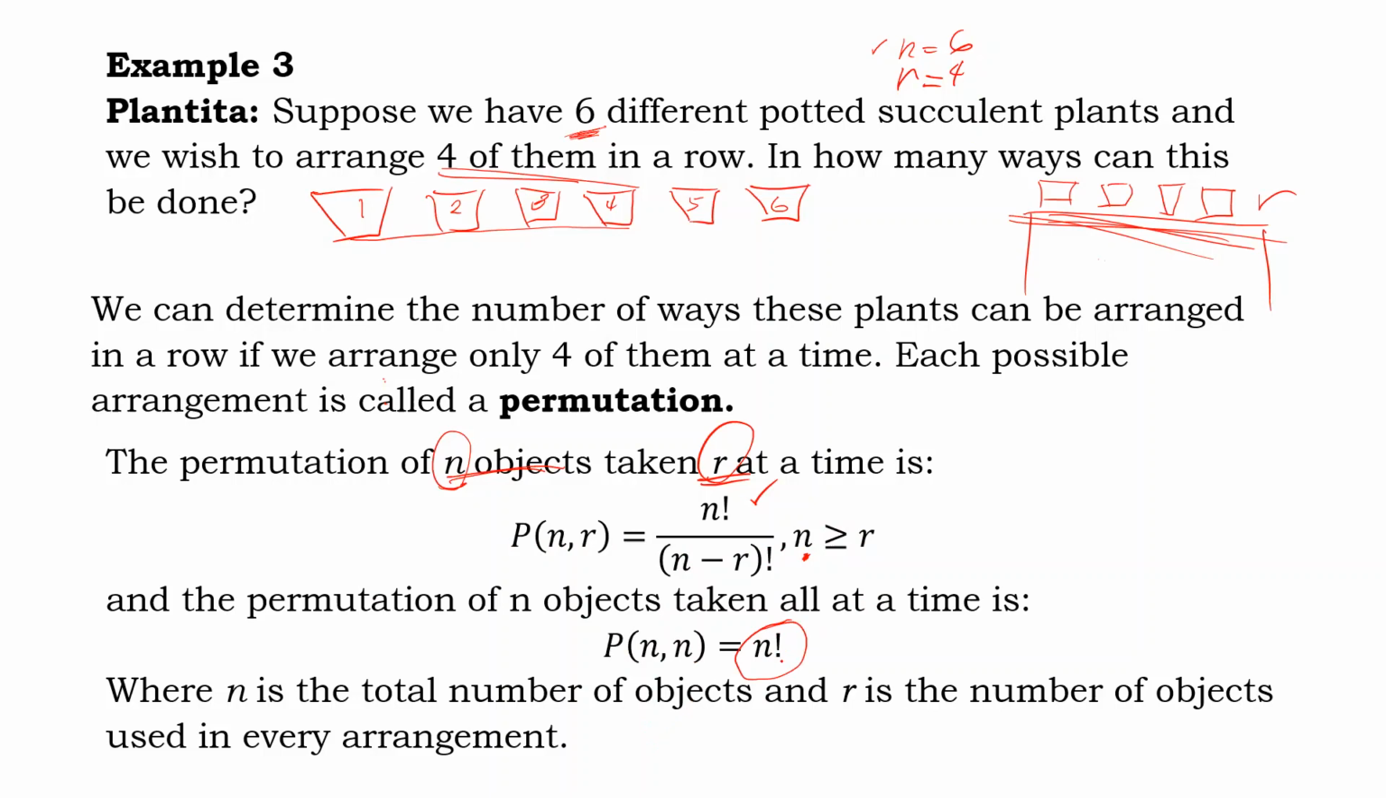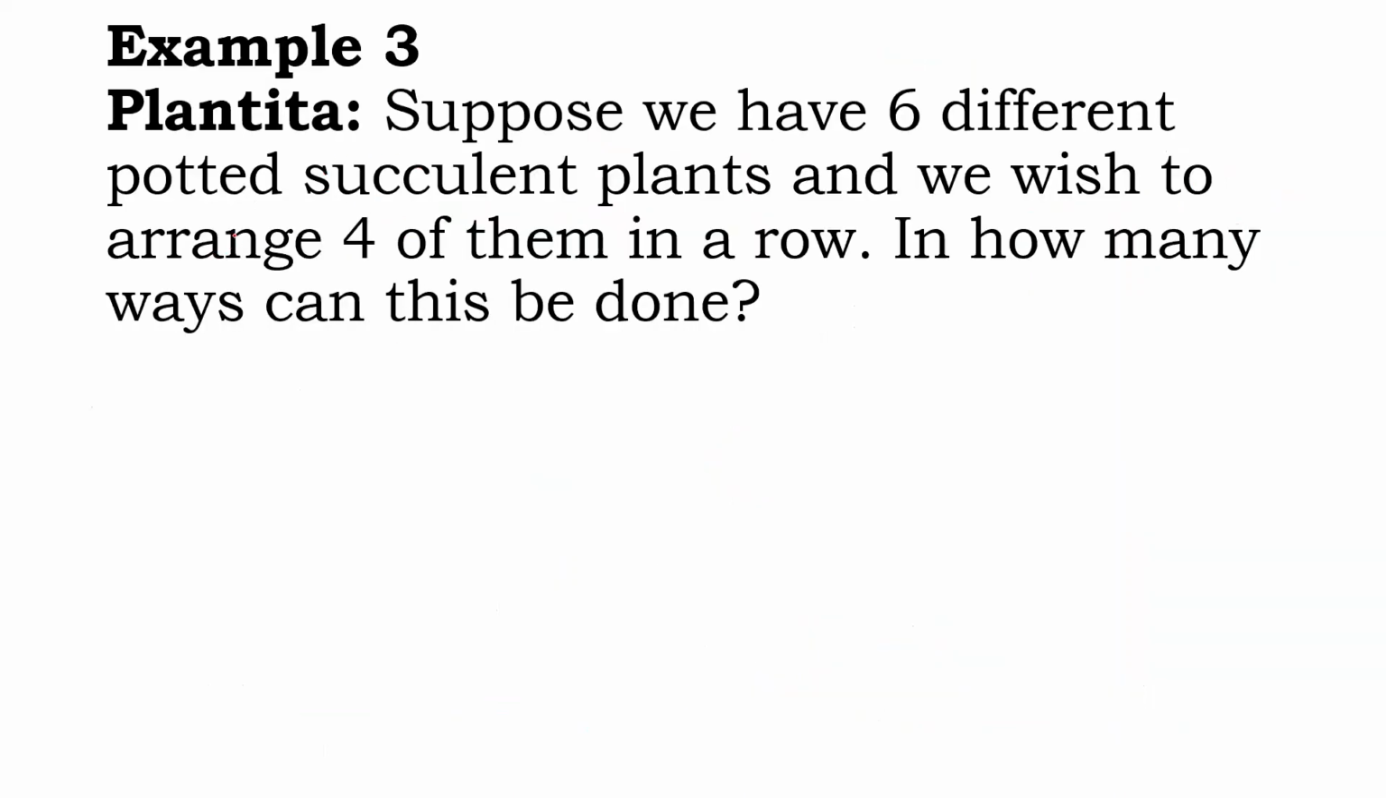Later I will discuss what this n factorial is. The exclamation point, you don't read it shouting. It is read as n factorial. Later, I will discuss how to simplify this factorial. Here it is. N is the total number of objects. R is the number of objects used in every arrangement. Okay, so this is our example. Example 3. Suppose we have 6 different potted succulent plants and we wish to arrange 4 of them in a row. In how many ways can this be done?